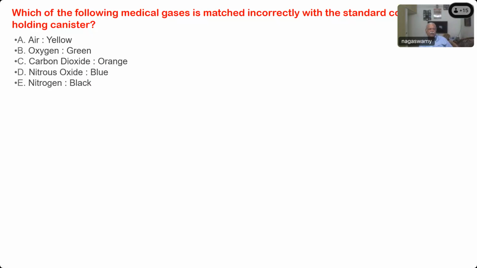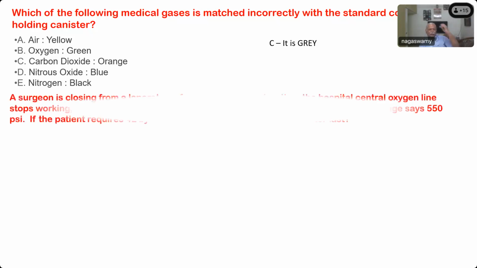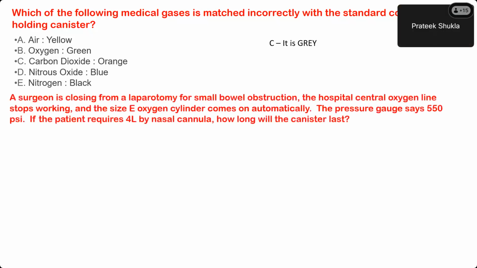Have you ever seen a carbon dioxide cylinder in any of your training with hospitals? Gray color. Okay, so it is written orange here. Which cylinder will have orange? Cyclopropane. Excellent. Cyclopropane, one of the very ancient anesthetic agents, has to come in an orange color.